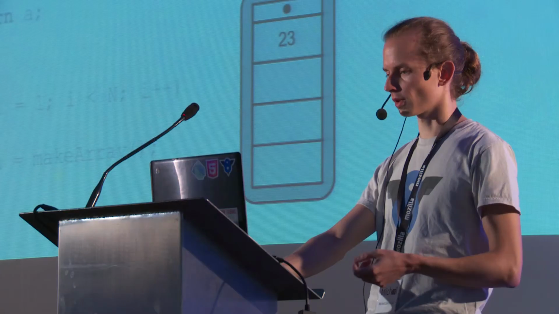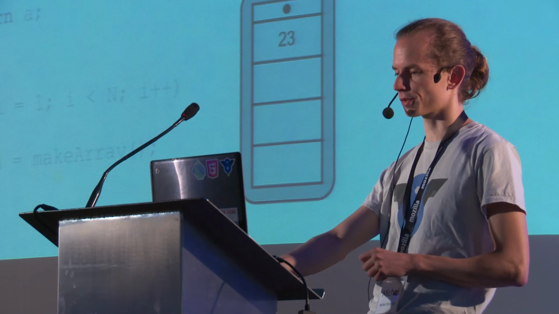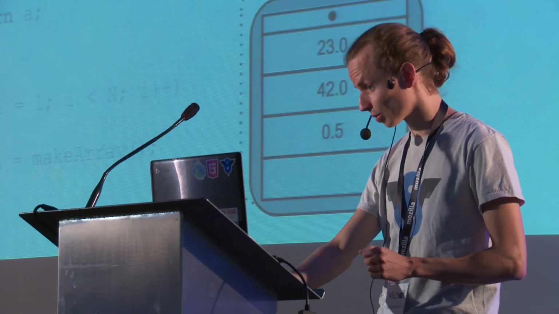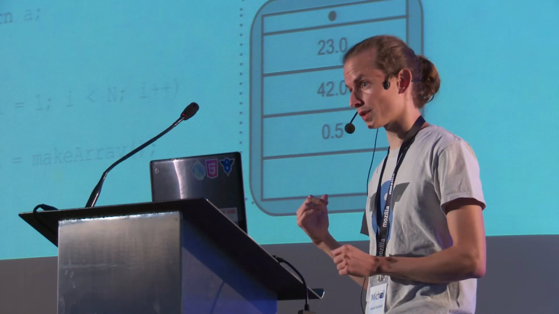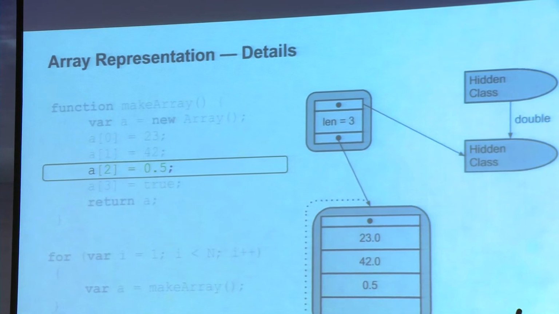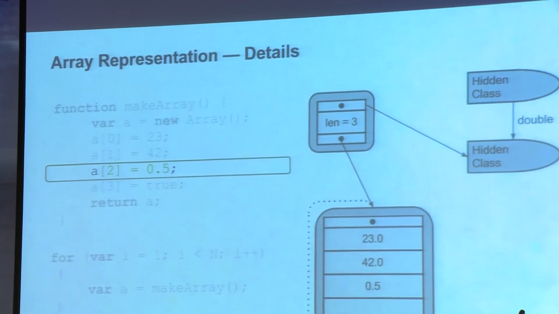So we add 23, everything's working fine. We can store integers into the backing store, same for 42. But now we're adding a double. So that backing store cannot handle doubles. We have to transition away. We have to change the backing store so that it can store doubles, make the backing store bigger, so that it contains 64-bit words. That means we have to allocate a new backing store and convert all the elements that have been in there before.